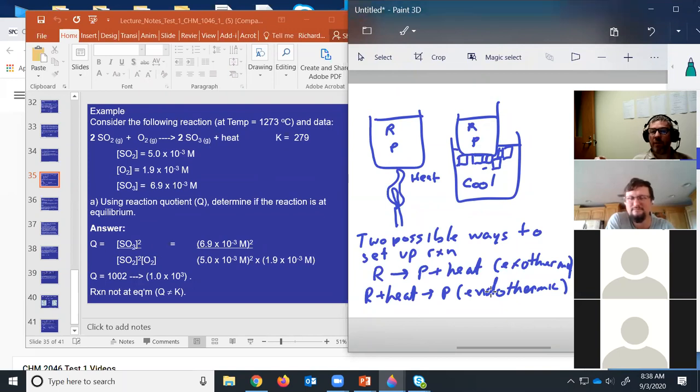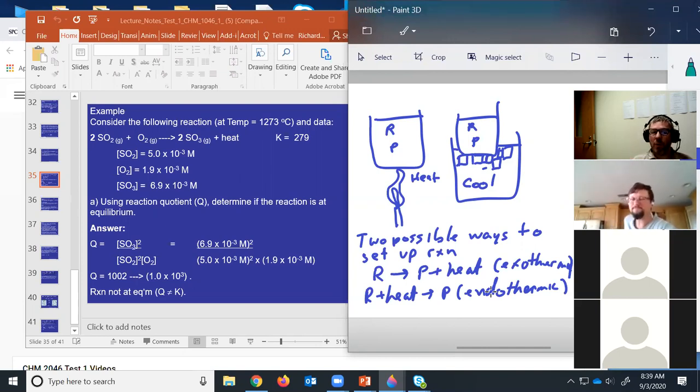So exothermic reactions tend to get hot. Endothermic reactions tend to get cold. Another example would be those cold packs you've seen, when you get a sprained ankle and you break the cold pack. That's endothermic as well. So anything that gets cold is endothermic, anything that gets hot is exothermic.